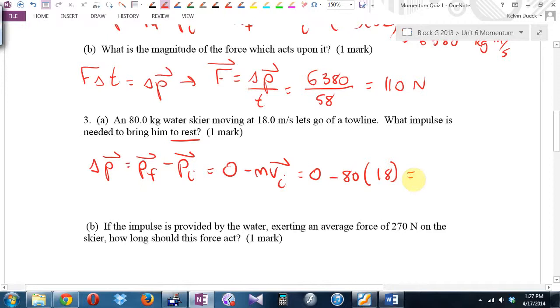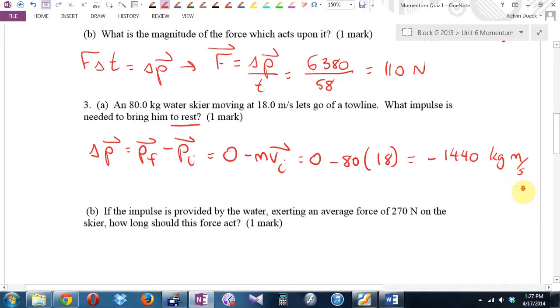Can I go 80 times 18 in my head? 80 times 10 is 800. 80 times 8 is going to be 640. 1,440? Yeah. Is that right? 1,440 kilogram meters per second.